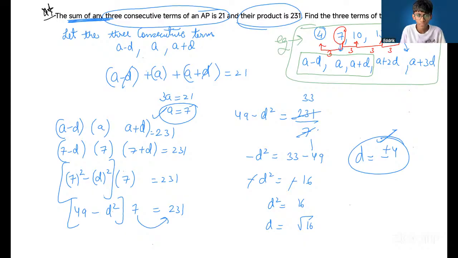So we take A plus D, A and A minus D instead of A plus D and A plus 2D. Because with A, A plus D and A plus 2D, the sum is 3A plus 3D. But here with A minus D, A and A plus D, the sum is only 3A. There's no D involved.